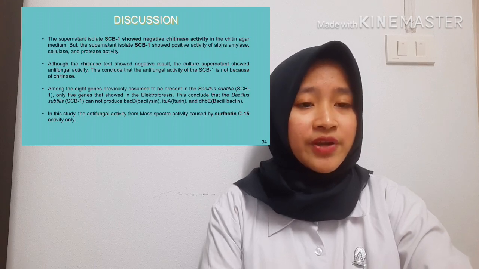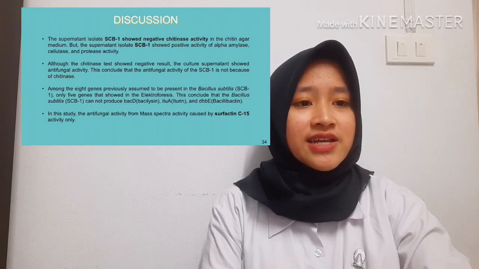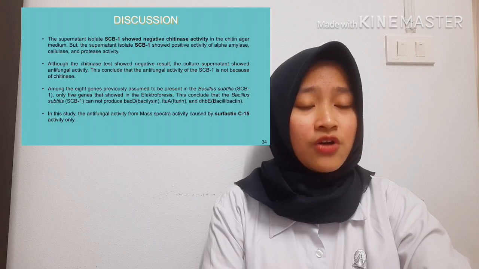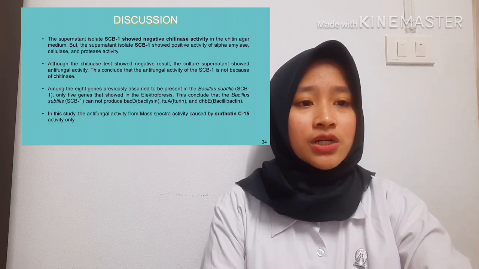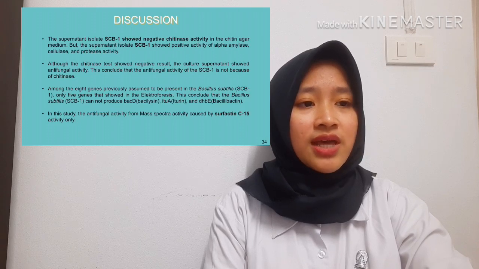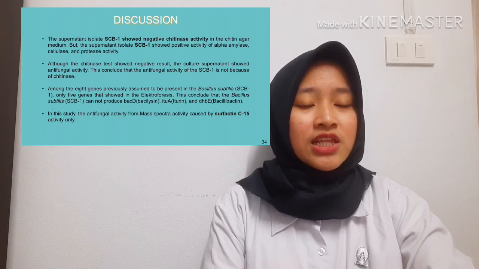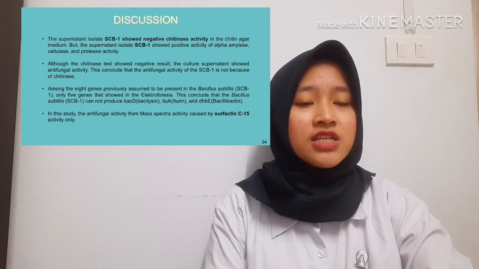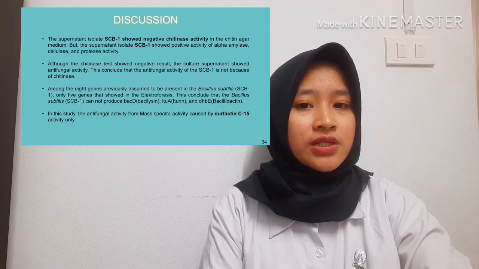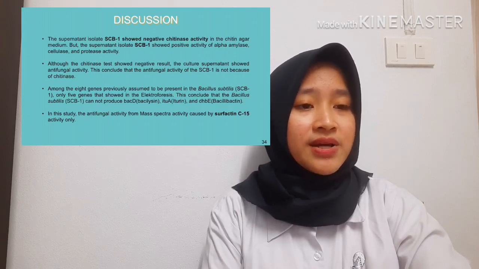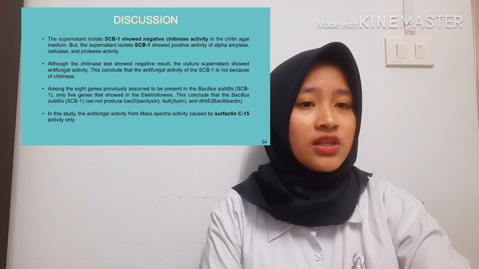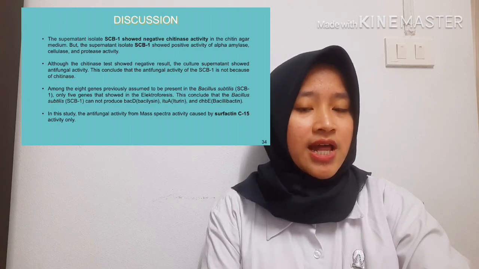And then, in previous studies, many bacteria digest chitin to degrade the cell wall of fungal pathogens. But in this study, Bacillus subtilis, known as bacterial isolate SCB-1, cannot degrade chitin. The antifungal activity is not because of chitinase, but because of other volatile components and lipopeptides. After that, among the 8 genes previously assumed to be present in the Bacillus subtilis SCB-1, only 5 genes showed in the electrophoresis.